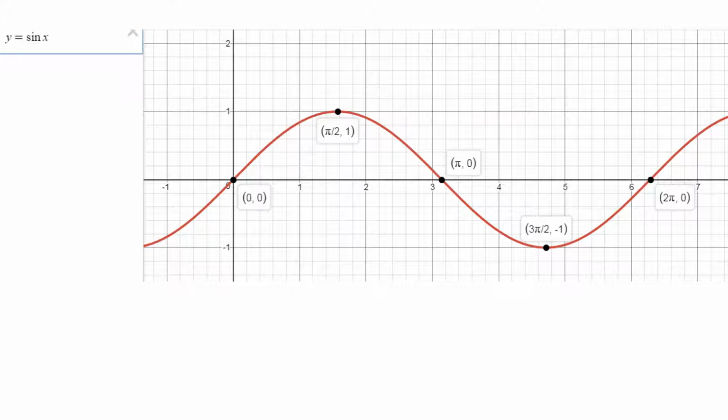Although I'm going to ask you to do some graphing without technology. Notice that if I go to desmos.com and do the graphing utility, sure enough, their sine wave hits 0, 0. At pi over 2, it hits a maximum of 1. At pi, it returns to 0. At 3 pi over 2, it hits the lowest point of -1. And then at 2 pi, it's back to 0.